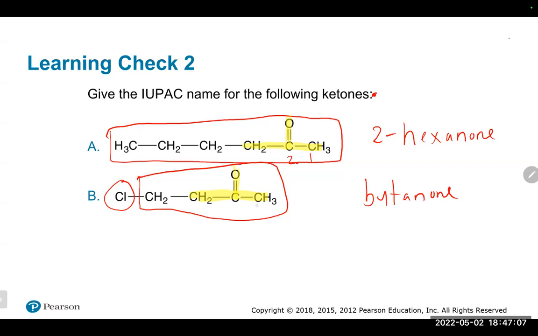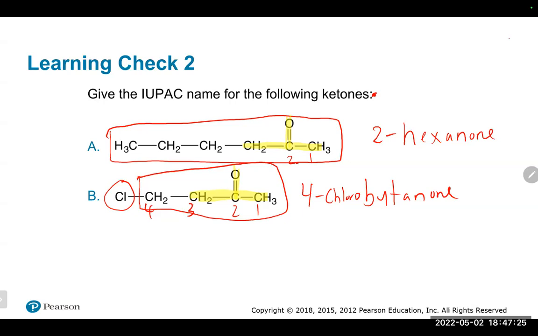And really, this is carbon 1. This would be carbon 2. This would be carbon 3. This would be carbon 4. This would be 4-chloro-butanone. In this particular case, because it's 4 carbons, you really don't need the number.